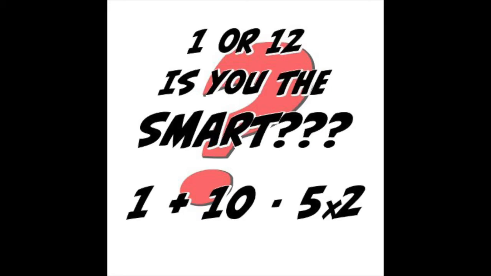Let's go ahead and take a look at that picture again. Alright, so maybe we can see the logic behind either one of these things. 1 and 10 together gives us 11, take away 5 is 6, times 2 is 12. Or we can do 5 times 2 first to get 10, and then we do 1 plus 10 is 11, take away 10 is 1. So which is it? Well, that's kind of the point of this video. Let's find out.